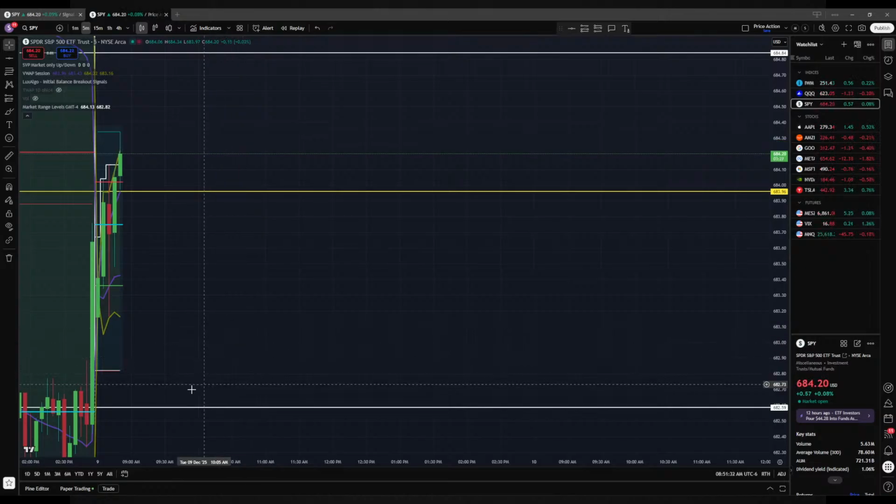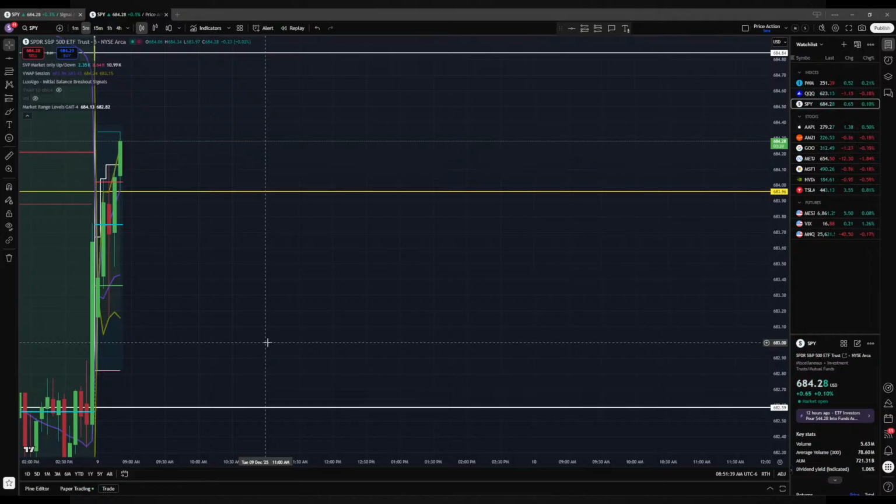And then our initial balance low is sitting right down here at our 15-minute opening range, just because that's the low of the day so far, besides the pre-market, our overnight low, which we have marked out in white.